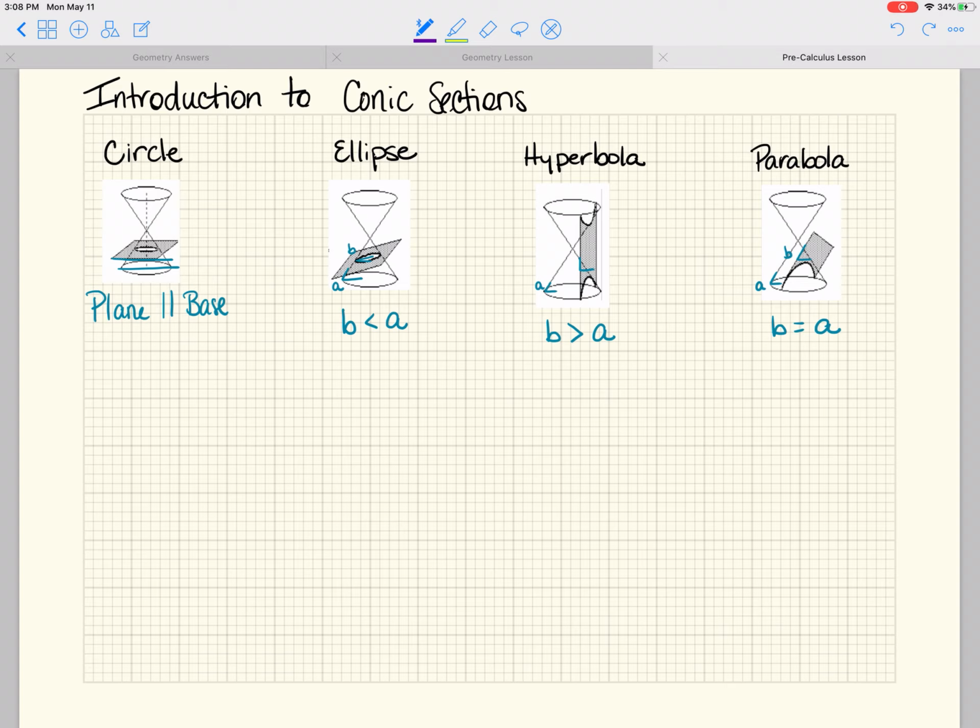Let's take a look at the general equations for each one. For a circle, notice that we have a center given by x0, y0, and a radius of r. So the equation is x minus x0 quantity squared plus y minus y0 quantity squared equals the radius squared.